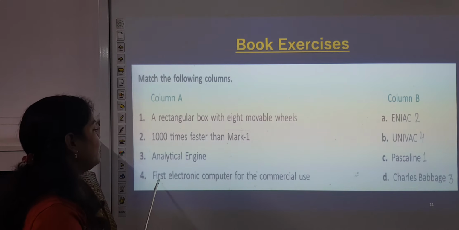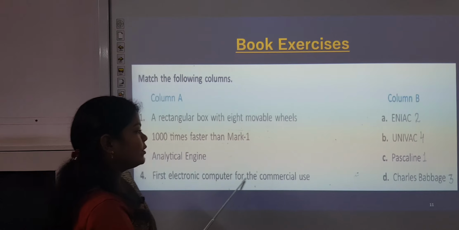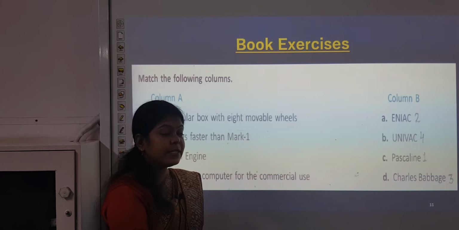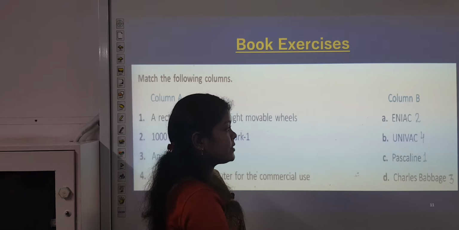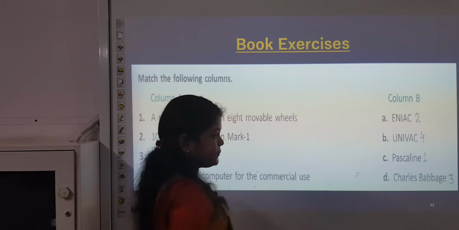Next we have first electronic computer for the commercial use. Which device was used for commercial use for the first time? That is UNIVAC.